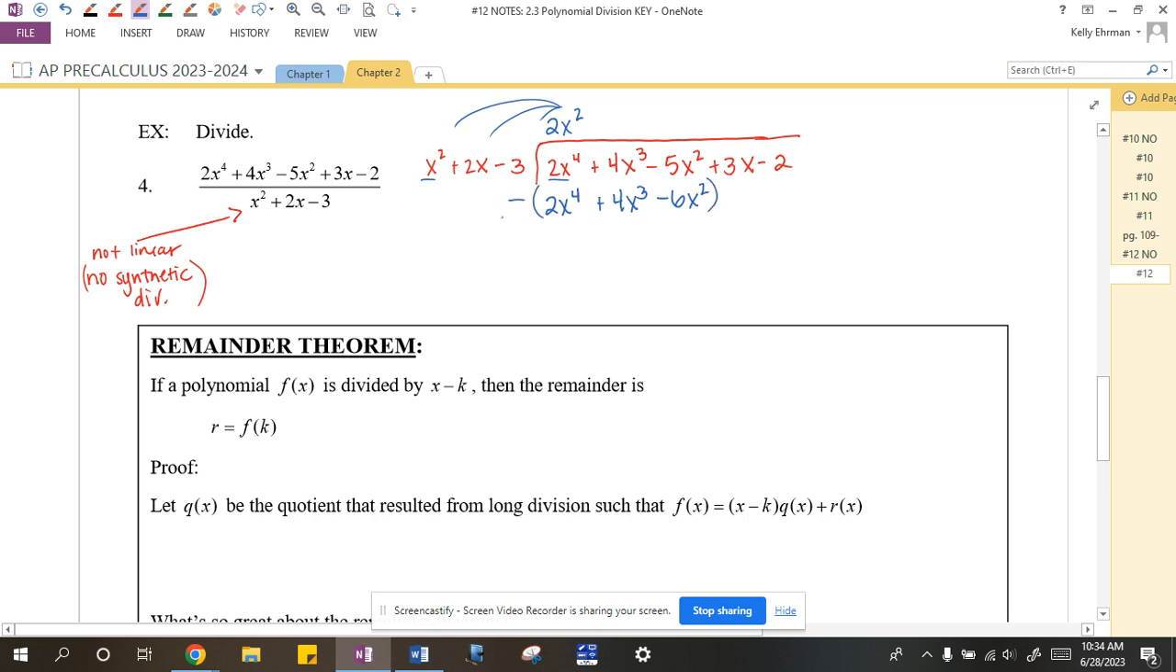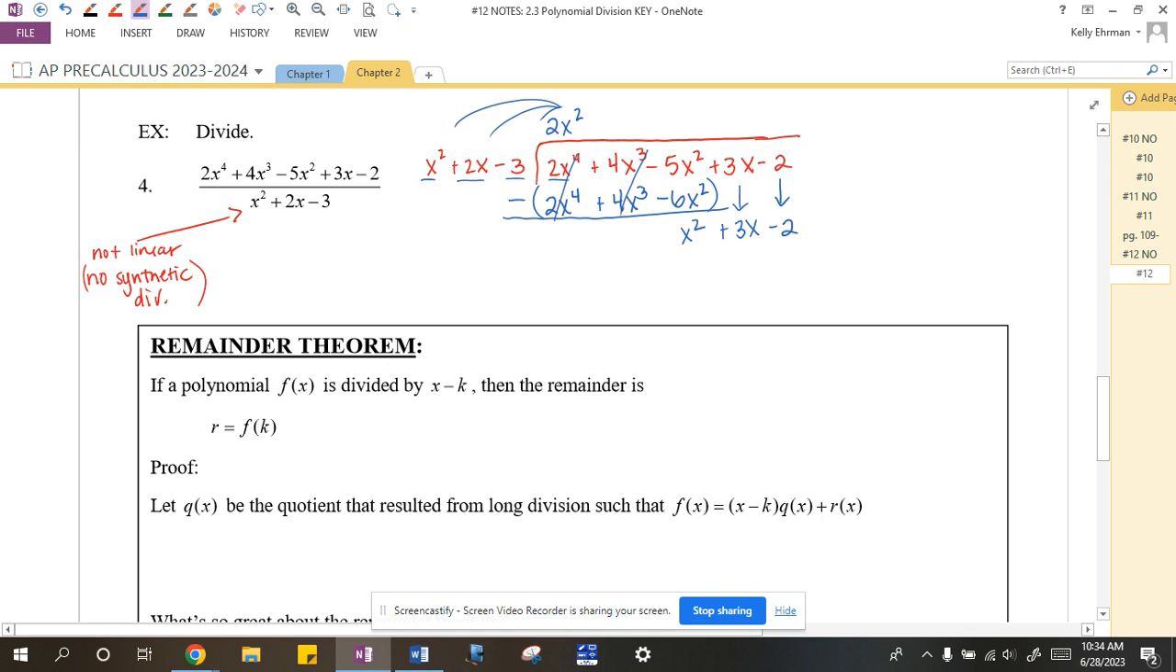Subtract the quantity. Now, if you want to go through and change all of your signs, maybe you learned that last year, that's totally fine. It's just however you can correctly get the signs. That's the most important part. So 2x to the 4th minus 2x to the 4th is 0. 4x cubed minus itself is 0. Negative 5 plus 6 is 1x squared. And because my divisor is 3 terms, I need to drop down the next 2 terms so that I have enough terms to line up correctly.